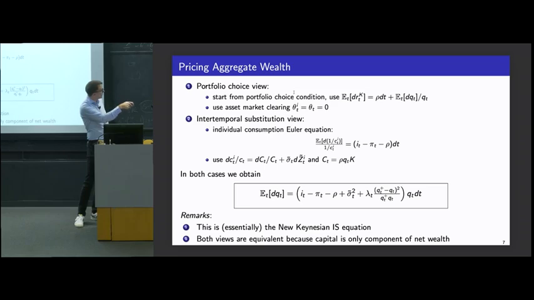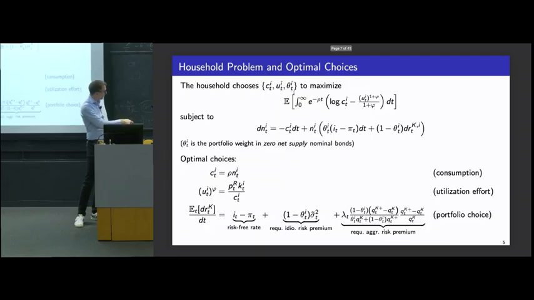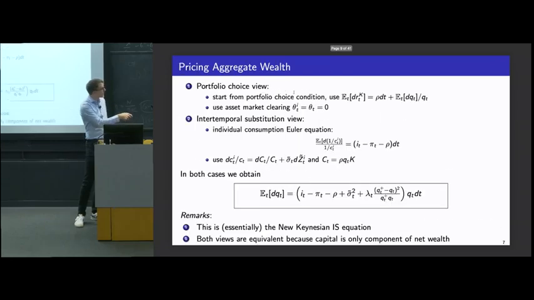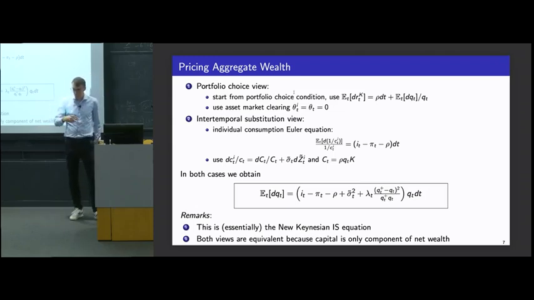Let's start from the portfolio choice condition. It's this one. As always, let's ignore that term. Let's plug in the expected return of capital. So what's that? That's the dividend yield plus the capital gains rate. The capital gains rate is kind of clear. It's just the appreciation in how much capital you get. And the idiosyncratic risk in expectation cancels out. That's why it's not here. And the dividend yield is just rho in equilibrium.